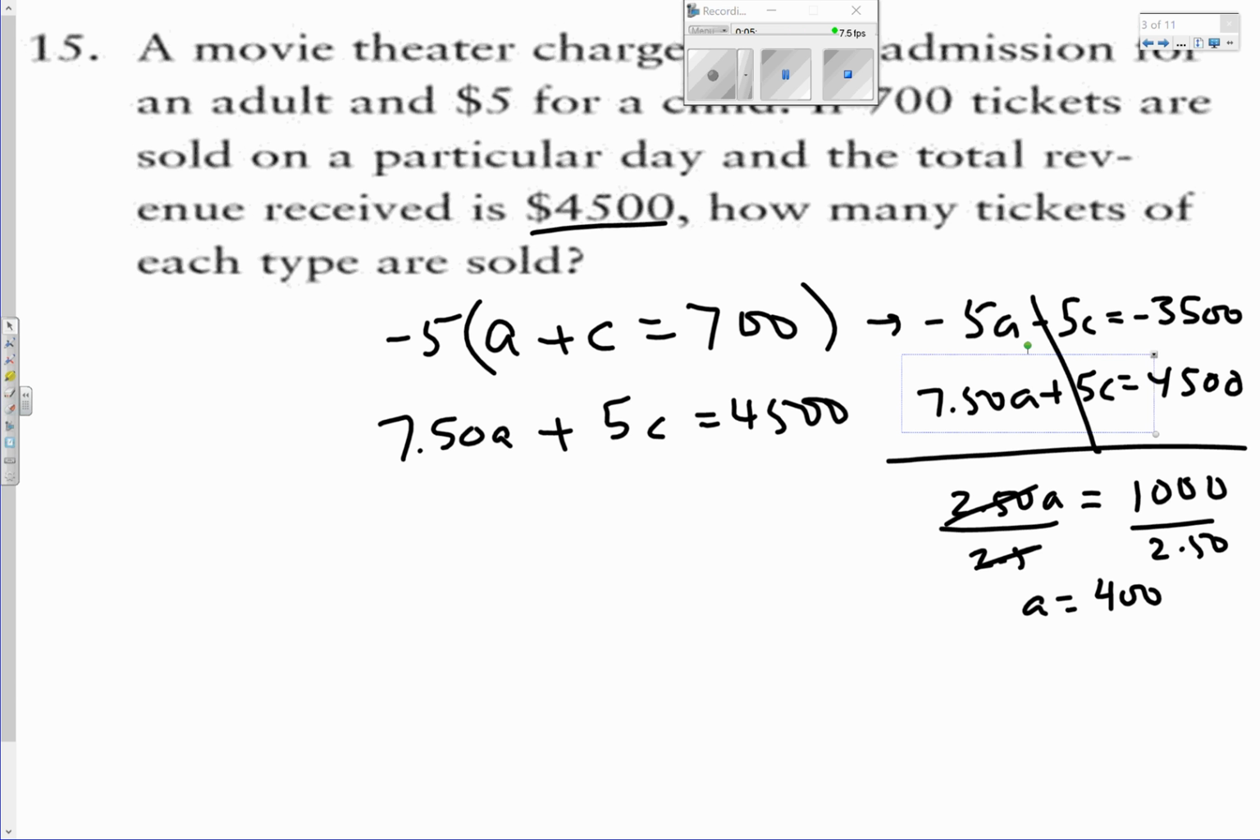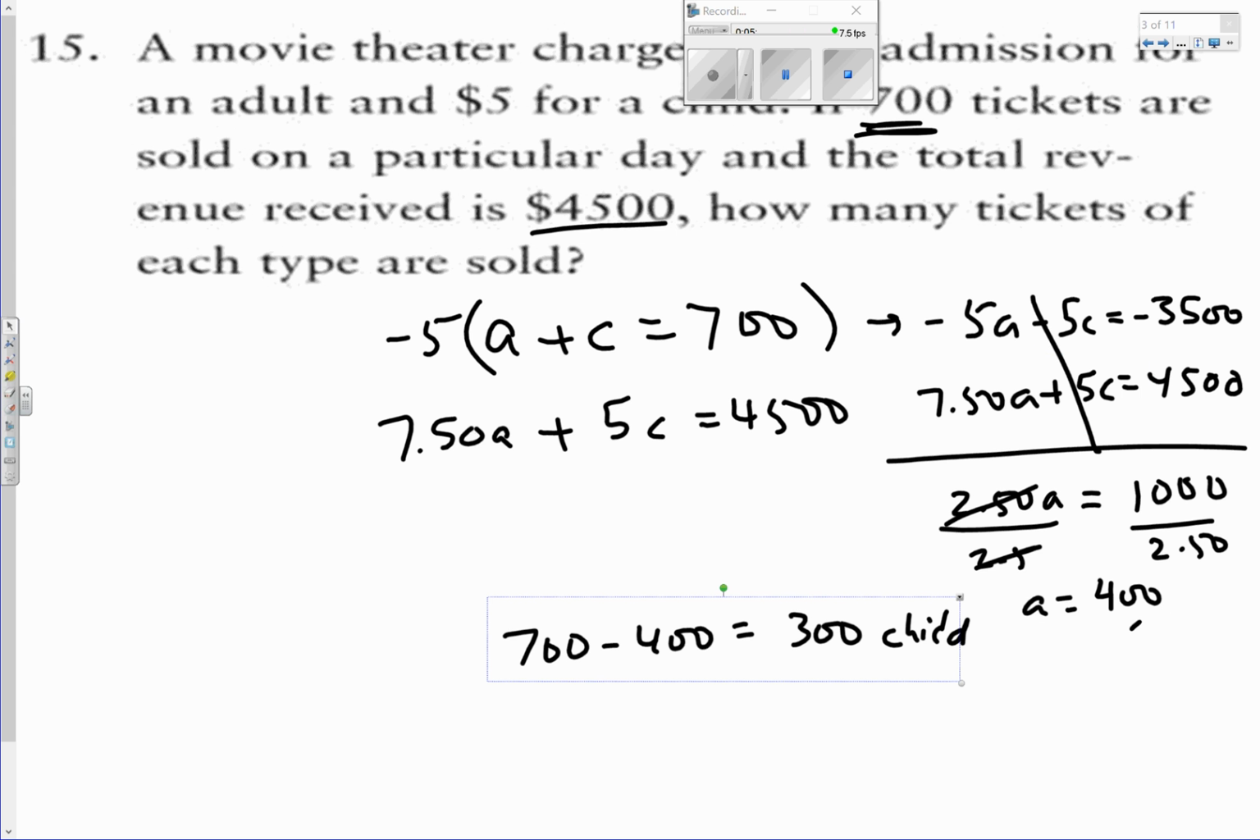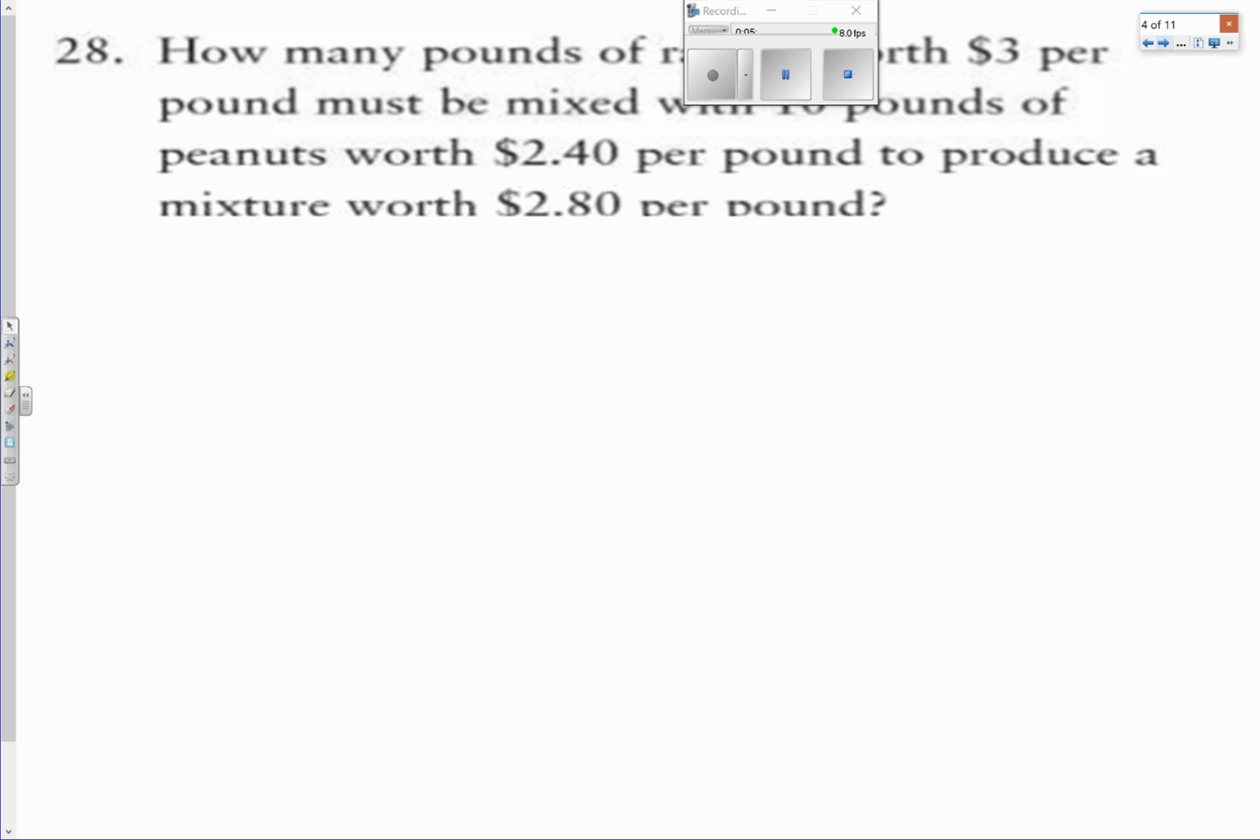To find the number of children, all I need to do is, altogether it's 700 tickets. So I'm going to do 700 minus 400, which is equal to 300. So how many tickets of each? There's going to be 300 children tickets and 400 adult tickets. I should have said let A equal adult and C equal child, but I think you get it. All right, we're moving on.